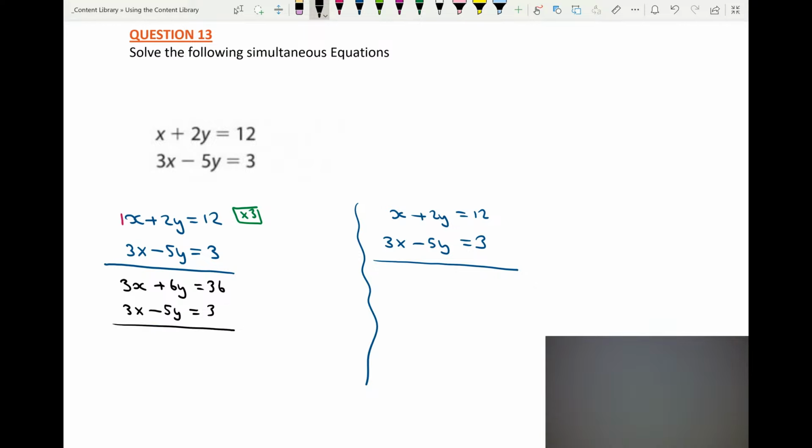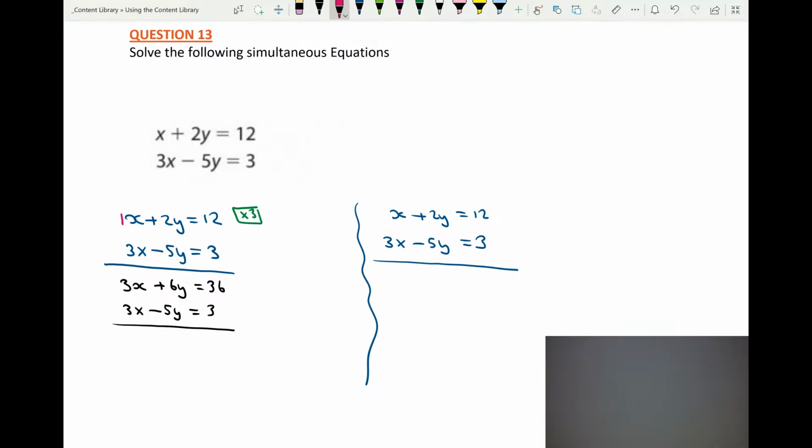Then I draw my line. Now, you will hopefully remember from school that you need to cancel these 3x's. But if I look at them now, I have a 3x and a 3x. Well, 3x and 3x makes 6x. I don't want 6x, I want 0x. So I need to take them away.